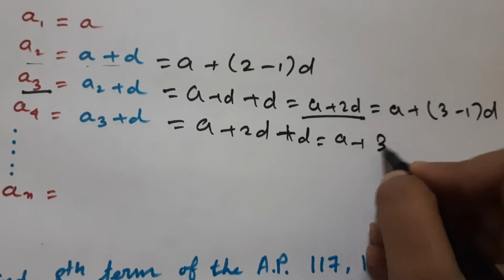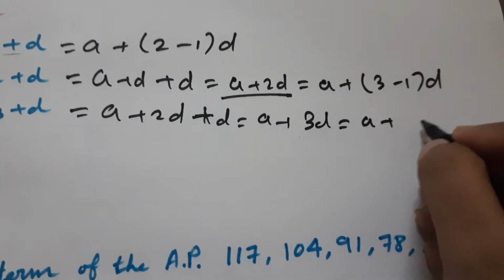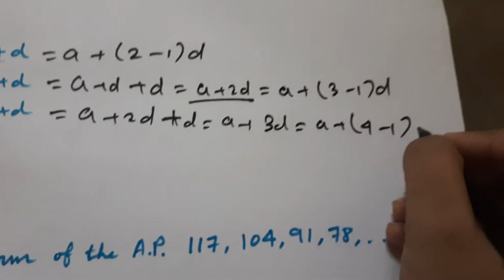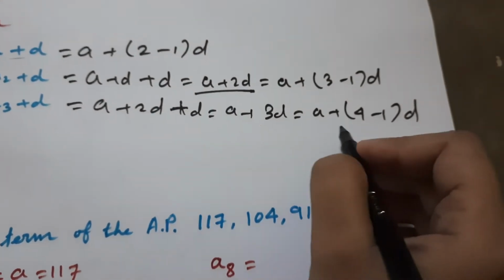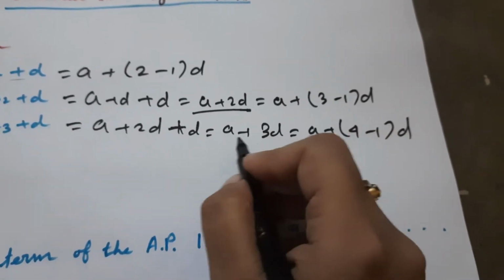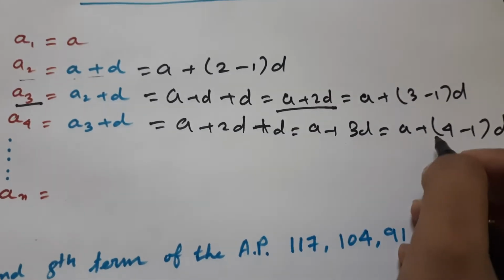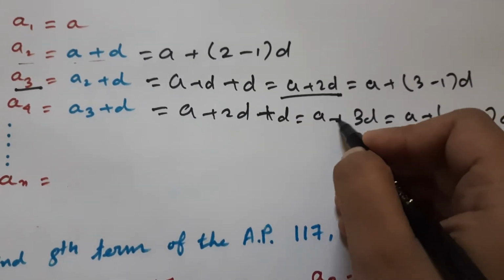A plus 2D plus D is A plus 3D, and we can write 3 as 4 minus 1, into D, because 4 minus 1 is 3. So this one is A plus 3D and this is also A plus 3D. So these two expressions are the same.